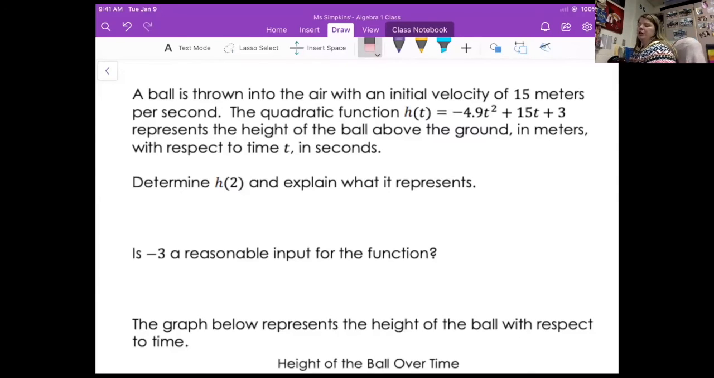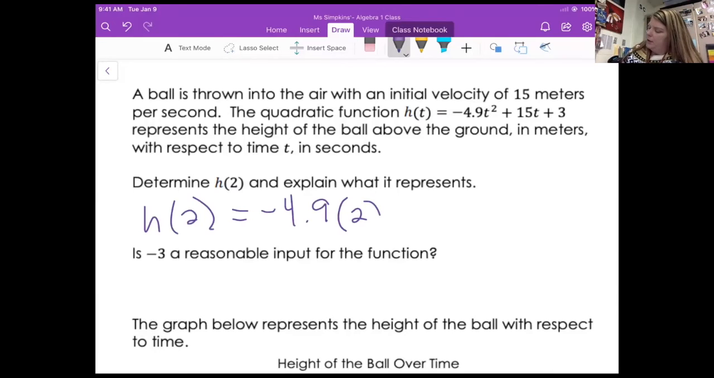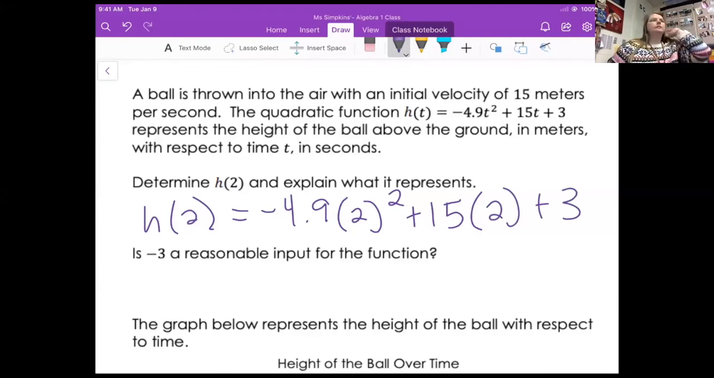And we're going to determine first h of 2. So what that means is how high is the ball off the ground after 2 seconds? And what we're going to do is take that 2 and substitute it in for all the t's in that equation. So negative 4.9 times 2 squared plus 15 times 2 plus 3.